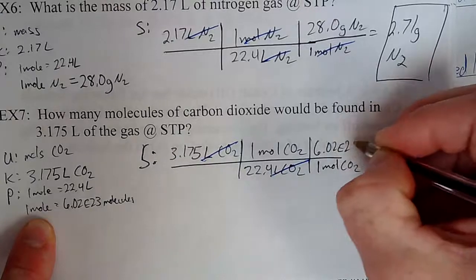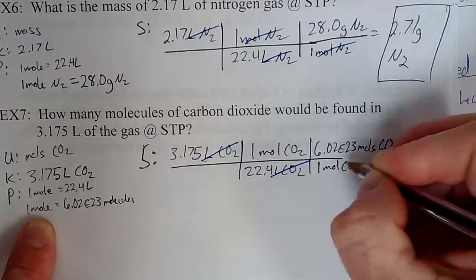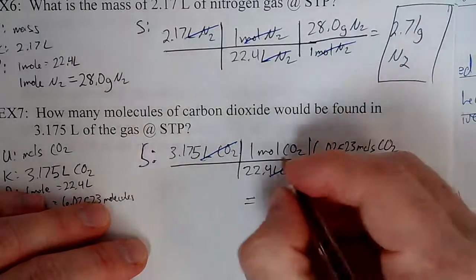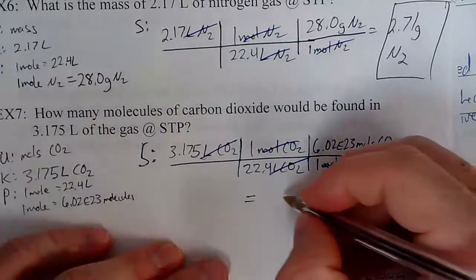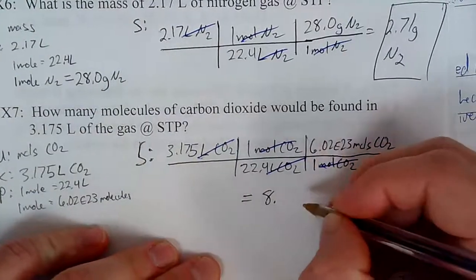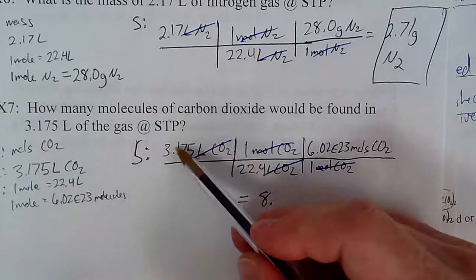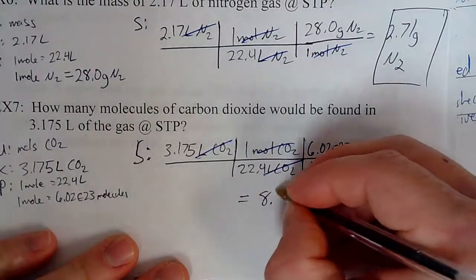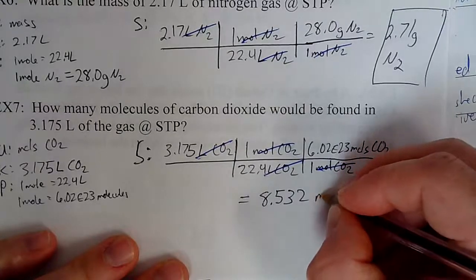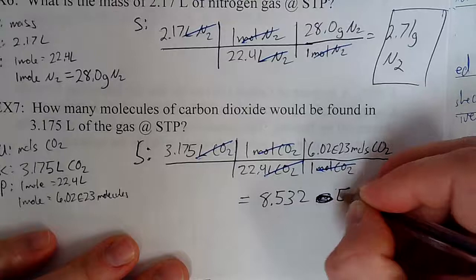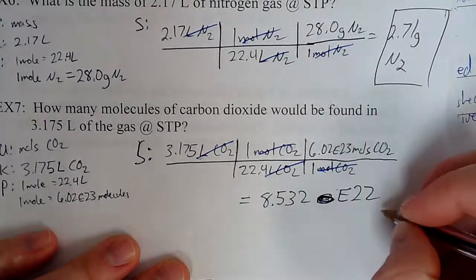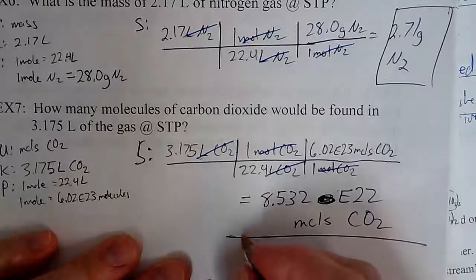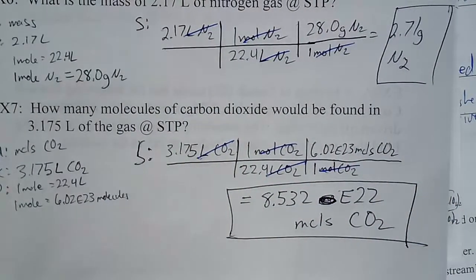Yep. Again, MCLS is an acceptable abbreviation in my class for molecules. 8.5, give me let's go 4 significant figures since we had 4 there. 8.532. Thank you. I need a power on that, don't I? E to the 22, yeah. All right. Oh, with 10 seconds to spare.